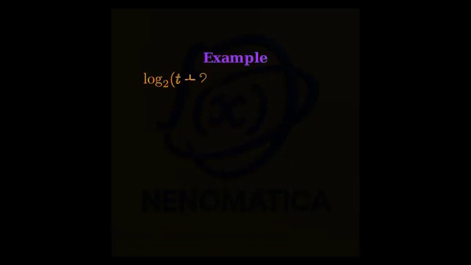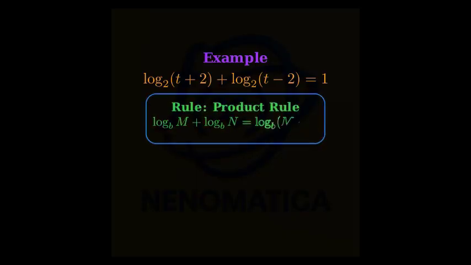Example. Our first equation is log base 2 of t plus 2 plus log base 2 of t minus 2 equals 1. Step 1. Combine the two logarithms using the product rule. That rule says log base b of m plus log base b of n equals log base b of m times n. Applying it gives log base 2 of open parenthesis t plus 2 close parenthesis times open parenthesis t minus 2 close parenthesis equals 1.